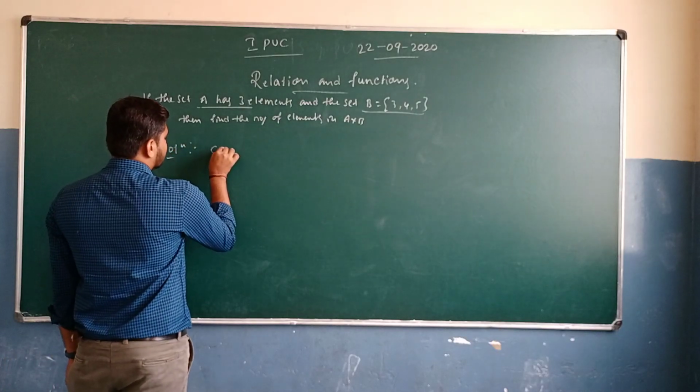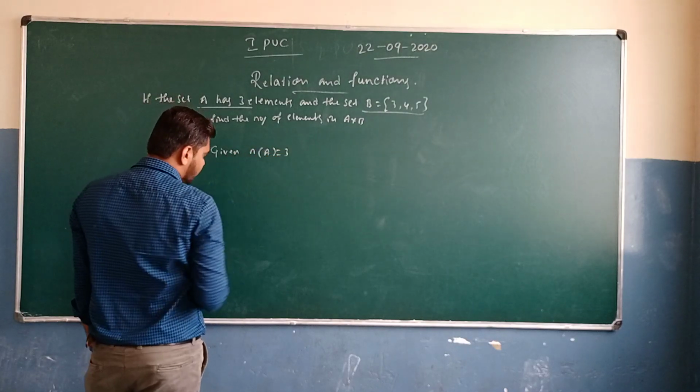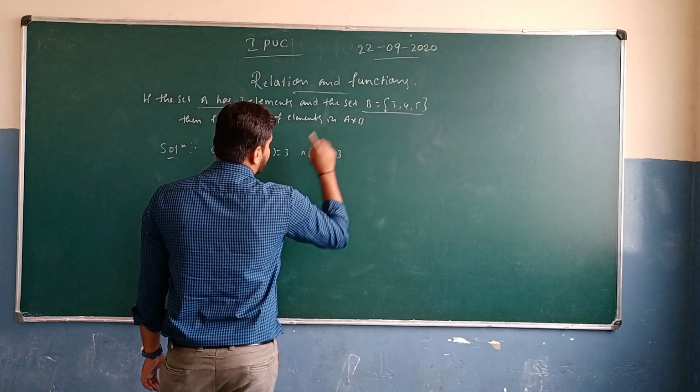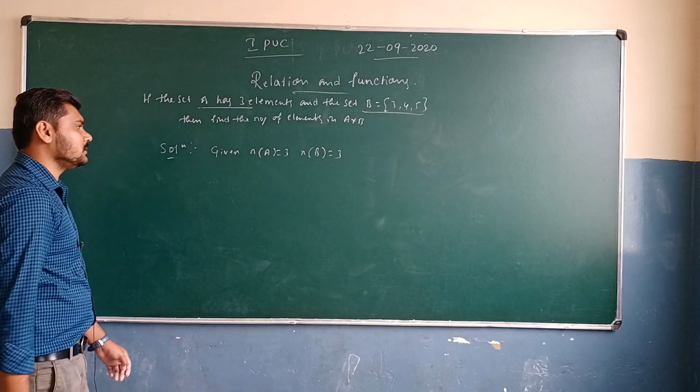So given n of A is equal to 3, as well as n of B is equal to what? 3, because 3, 4, 5. There are 3 elements in set B. That's going to be n of B is equal to 3.